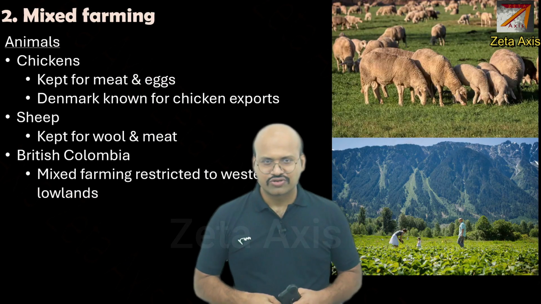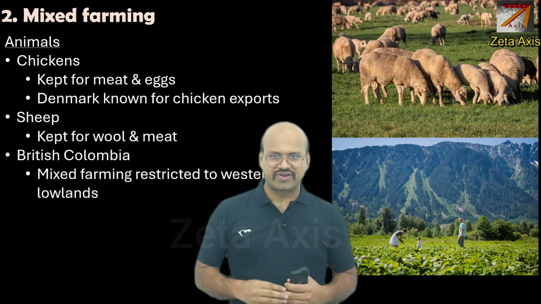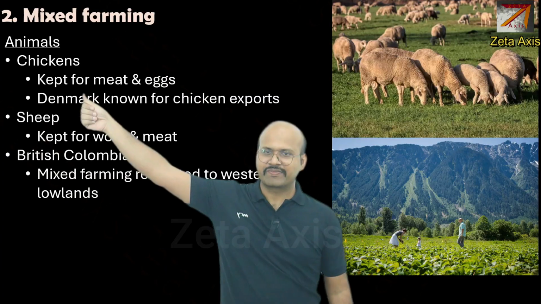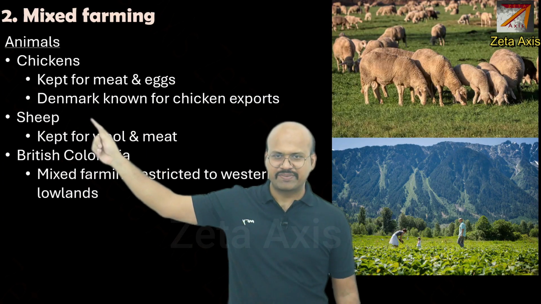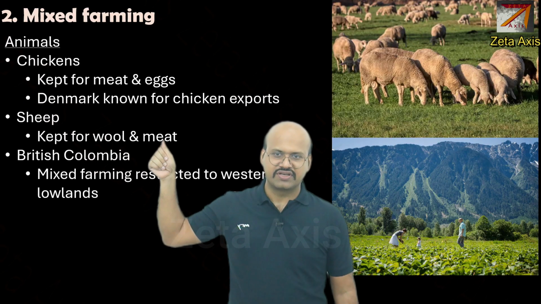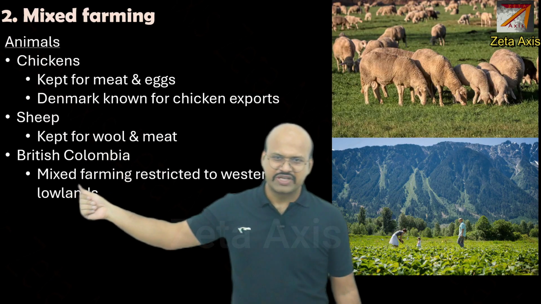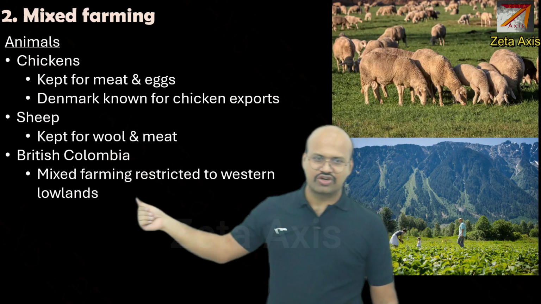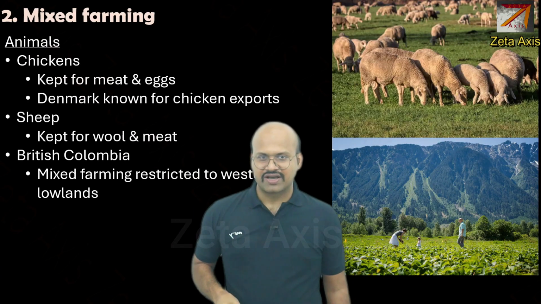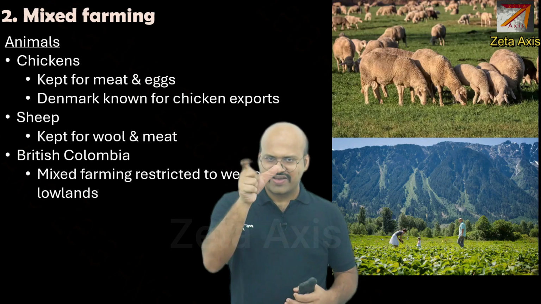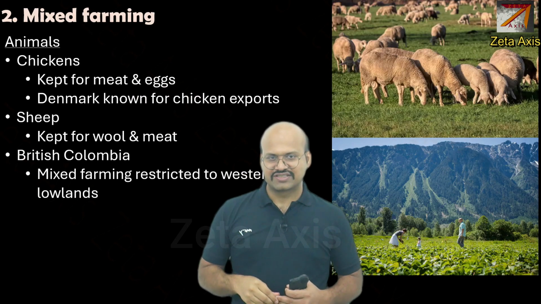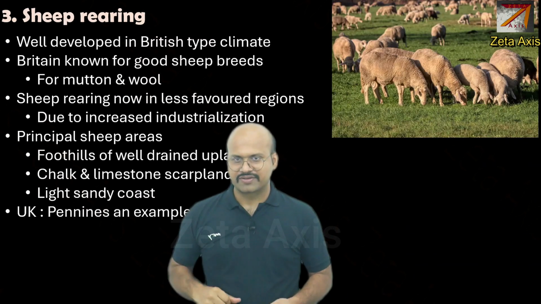Other animals are also kept in the mixed farming in British type of climate, which includes chickens. It is kept for meat and egg. Denmark is known for chicken exports. Sheep is kept for wool as well as meat. In British Columbia, mixed farming is restricted to western lowlands. So we know that British Columbia is a coastal region which is backed by the Rocky Mountains. So a very narrow range is there where we can have mixed farming.